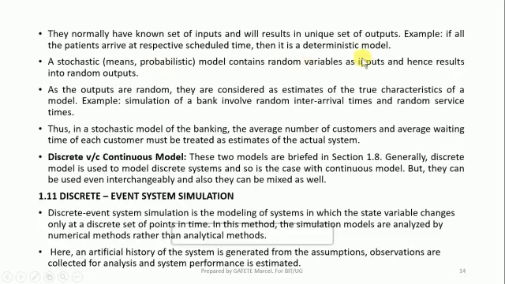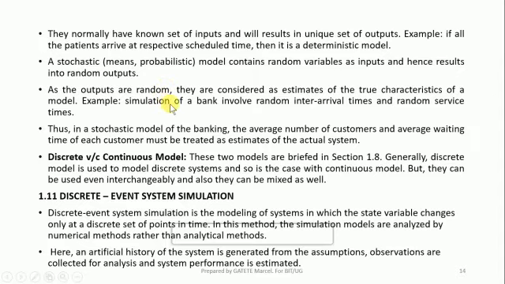It means we have inputs, but the output can be random. So we don't know the outputs at the beginning. The outputs can differ; they can come randomly. As the outputs are random, they are considered as estimates of the true characteristic of the model. They will not be exactly the real value, so they will be an approximation.